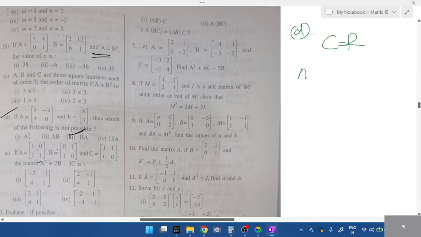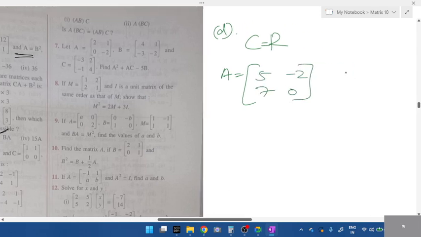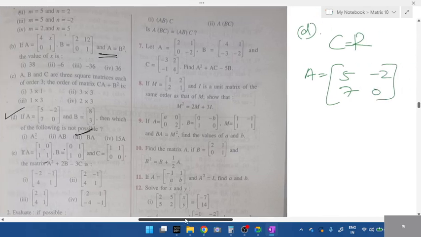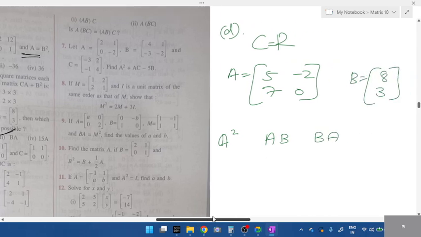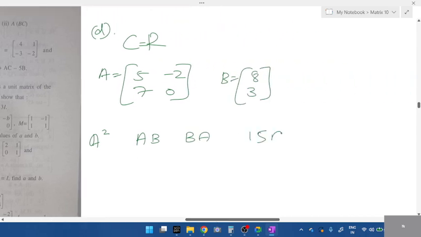Look at D. A is 5, minus 2, 7, 0. They'll give you an equation for matrix B, 8 and 3. Then, which of the following is not possible is the question. Not possible in the sense, apply the CR rule. They have asked you to find four things: A square, BA, AB and 15A. These are the four questions.